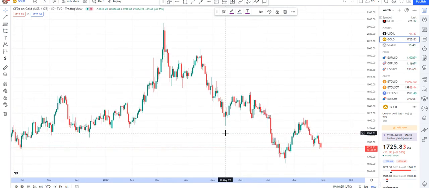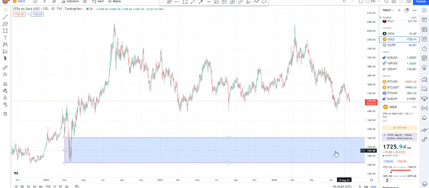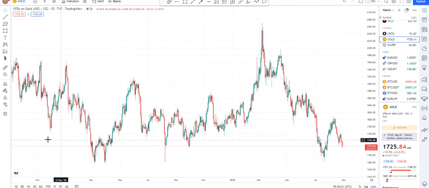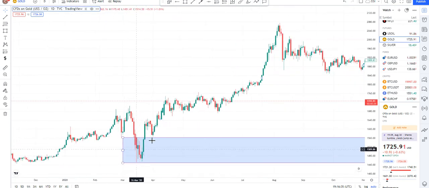Right now we are still on our way there. It's still quite far, right? We also have an imbalance here. So you want to look for important points in price.